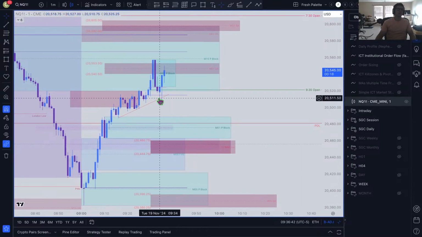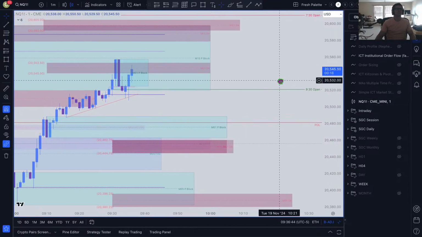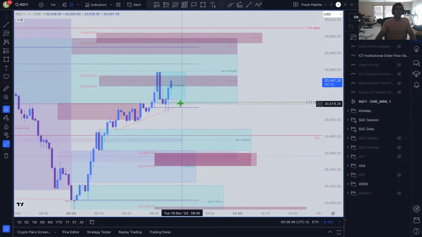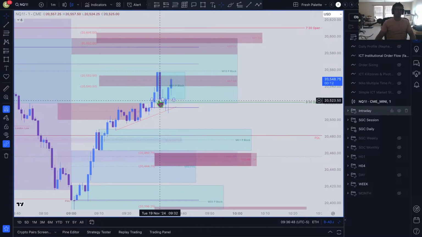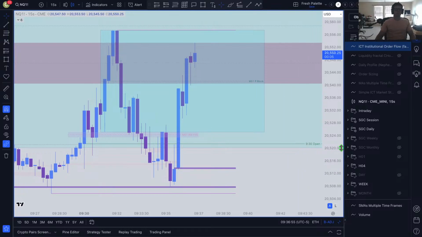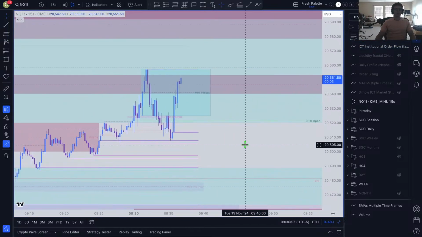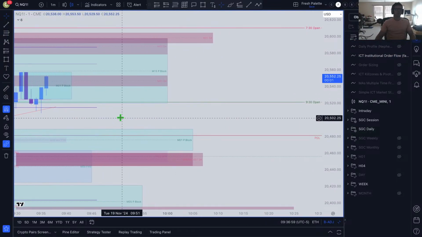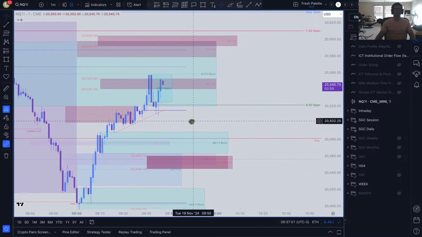All right, we got a sweep of that trend line liquidity, close back up. Break through sort of the bear PDA there. Nothing that I would trade at this point in my trading career, but something to be aware of.